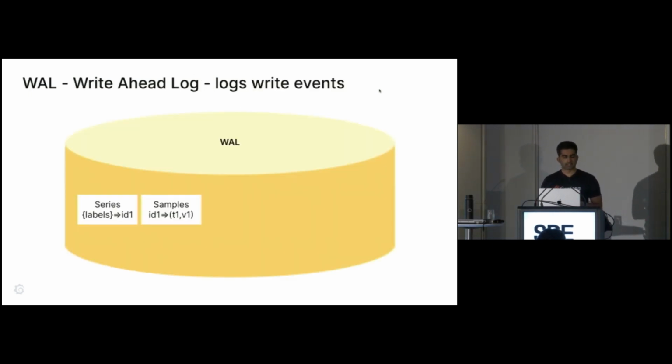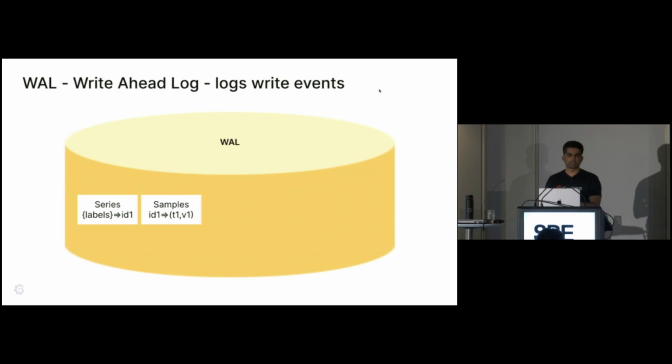Inside the write-ahead log, it's called write-ahead because before you add the sample into the TSDB, we want to log that a write happened. So the write-ahead log stores all the write events that happen to a TSDB. And here we say that a series was created in the TSDB. So we add something called a series record. We call these records. And each series has an ID. I'm assigning it here ID1, which is an 8-byte number.